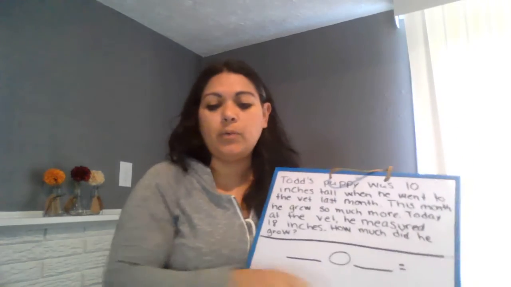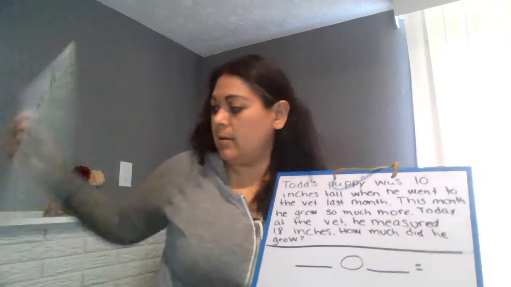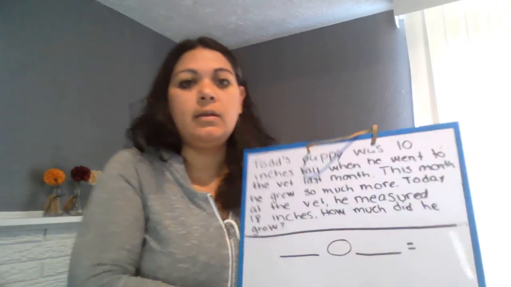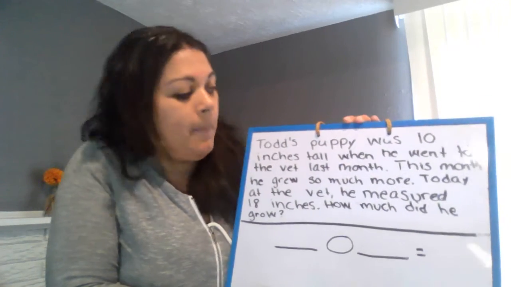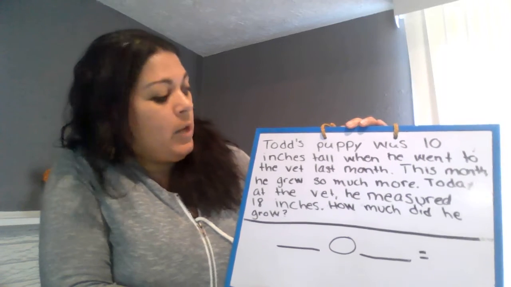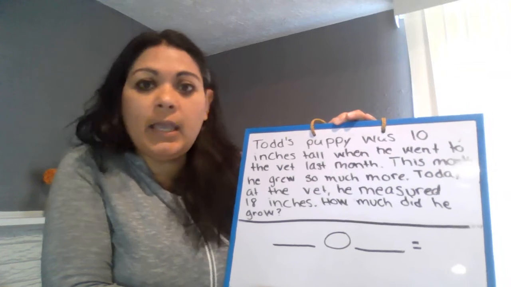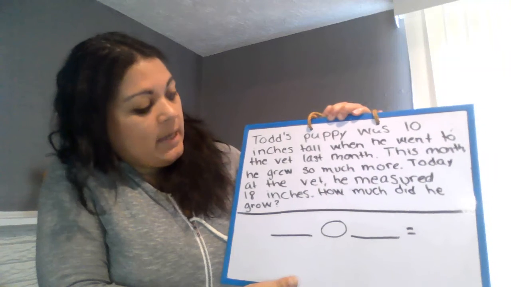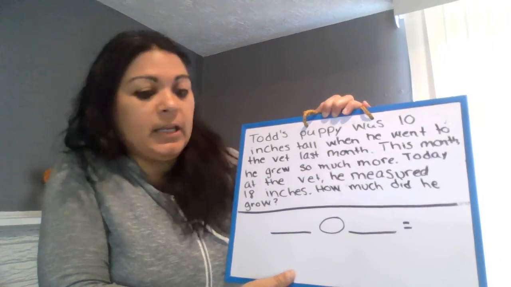We're going to take the same problem that we just did where the unknown amount was in the end. And we're going to see if we solve the problem in a different way. Todd's puppy was 10 inches tall when he went to the vet last month. This month, he grew so much more. Today at the vet, he measured 18 inches. How much did he grow?